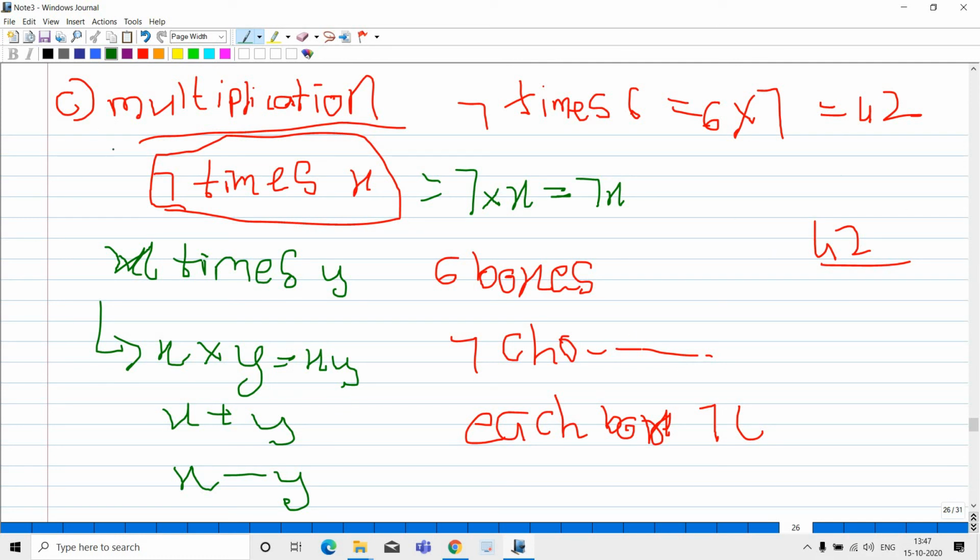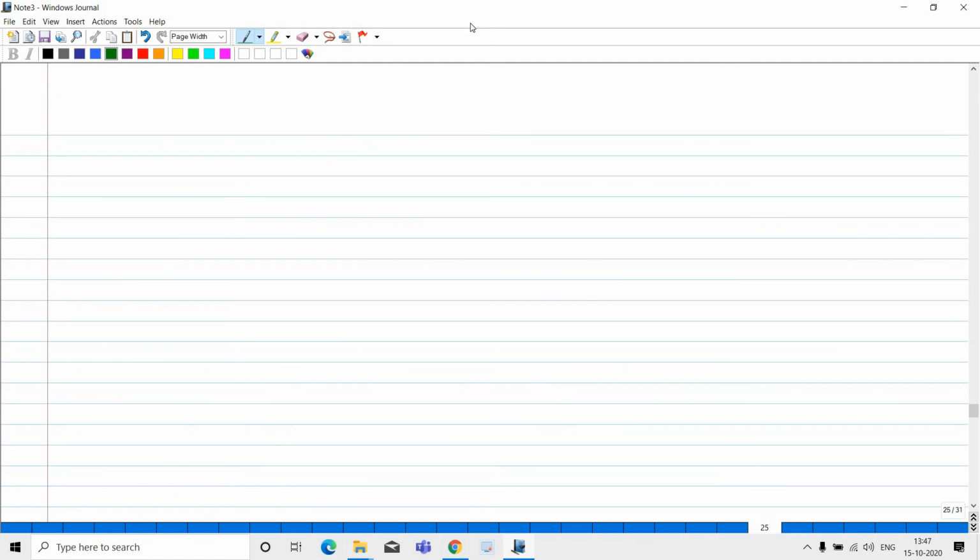So now we completed multiplication. You people understand multiplication, how multiplication will combine the variables. Now the last final topic in mathematical operations, division. Now we will see how division will combine the numbers and variables.